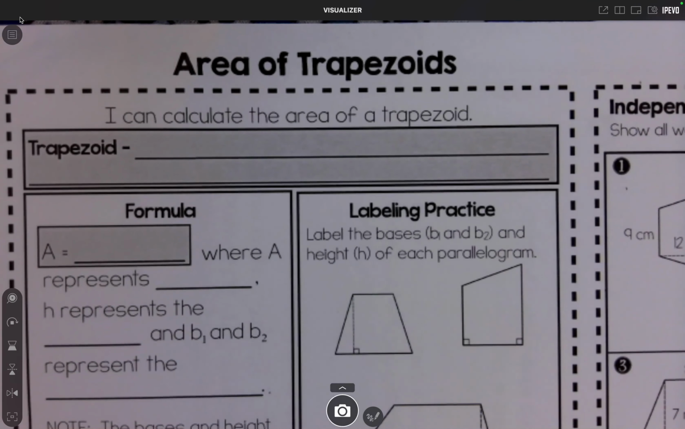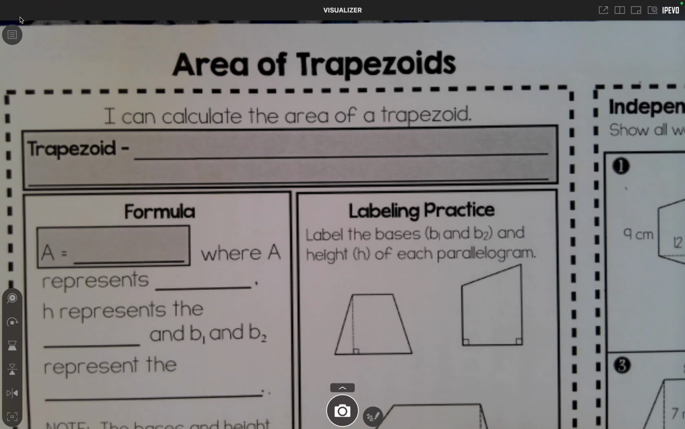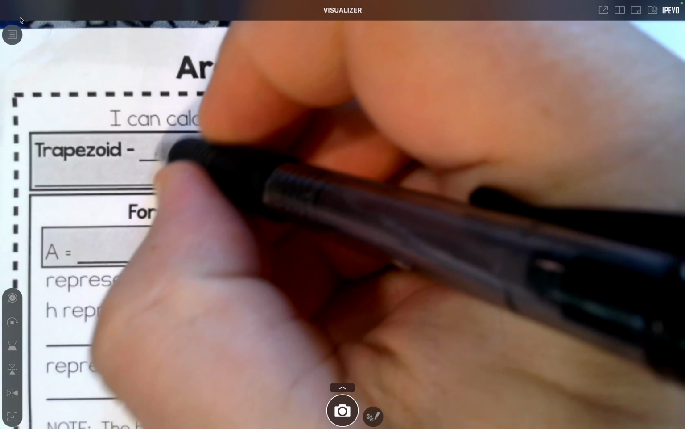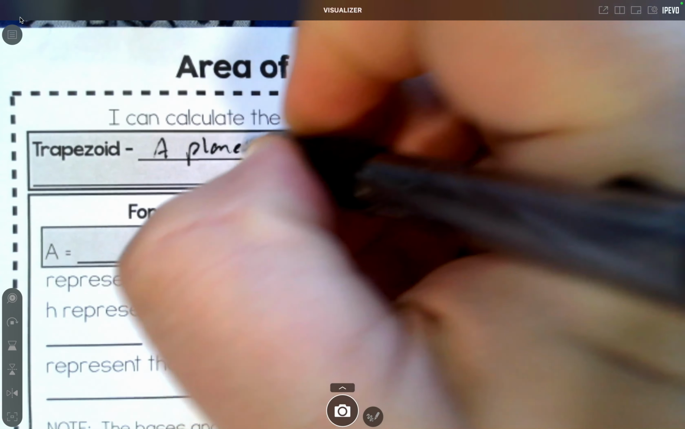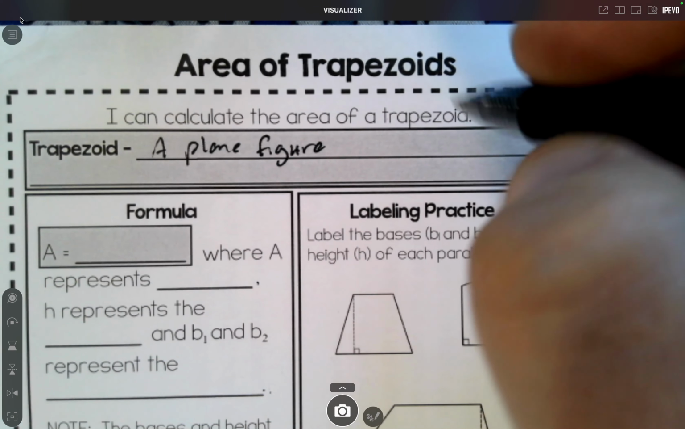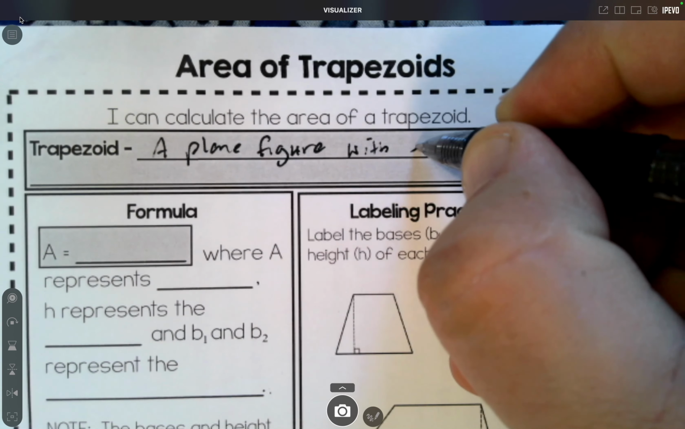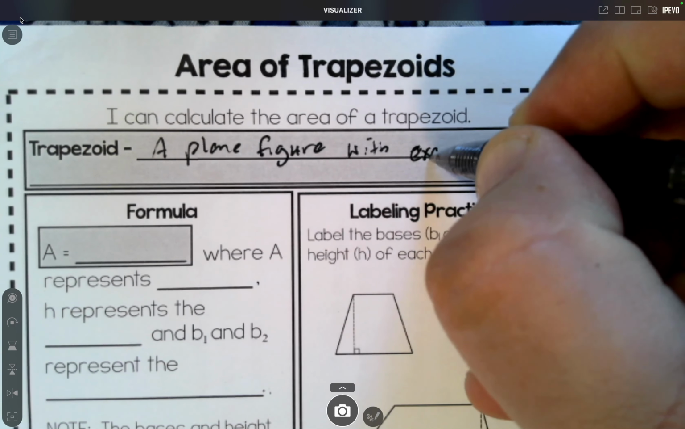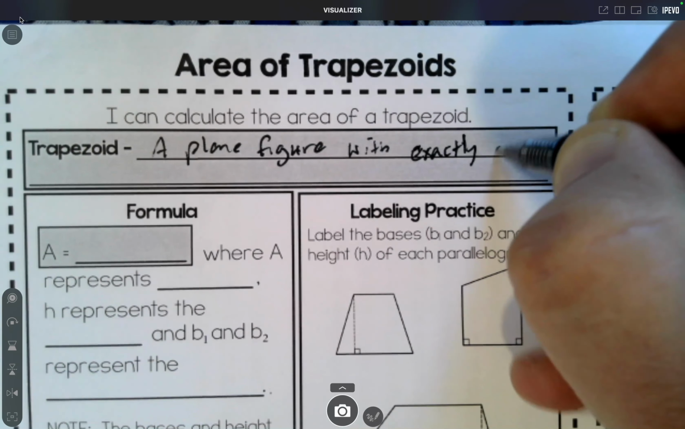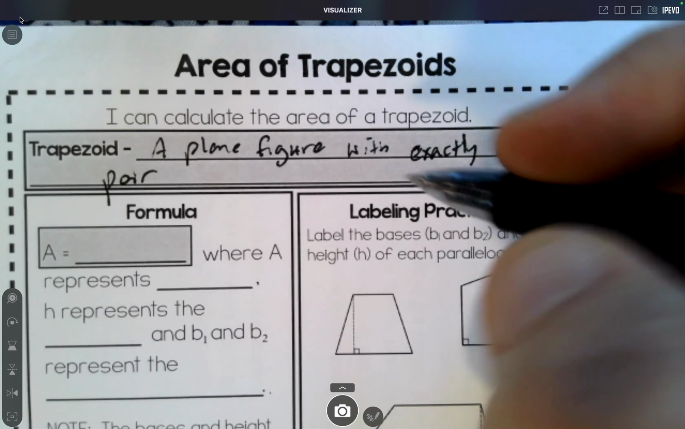And our last shape in this section is trapezoids. So the area of trapezoids, again, we've got a confidence builder. I can calculate the area of a trapezoid. A trapezoid is a plane figure with exactly one pair of parallel sides.